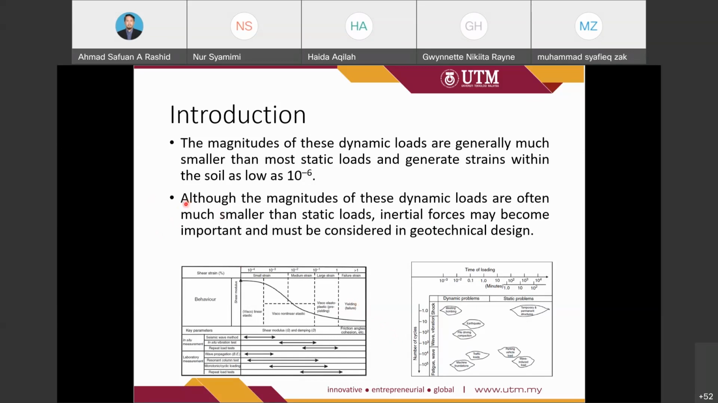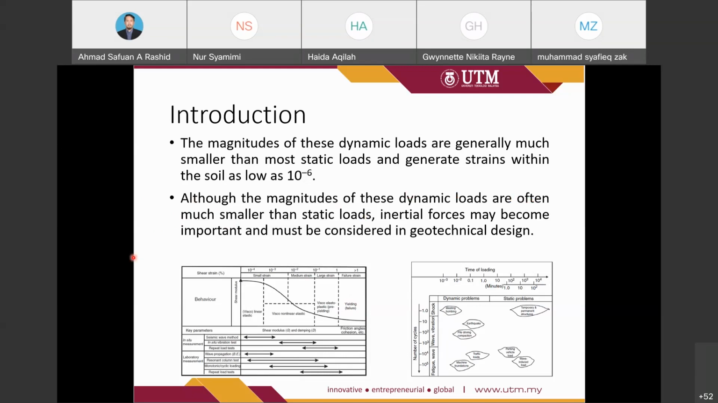Although the magnitude of these dynamic loads is often much smaller than static loads, the problem is that the inertial force may become important and must be considered in geotechnical design.